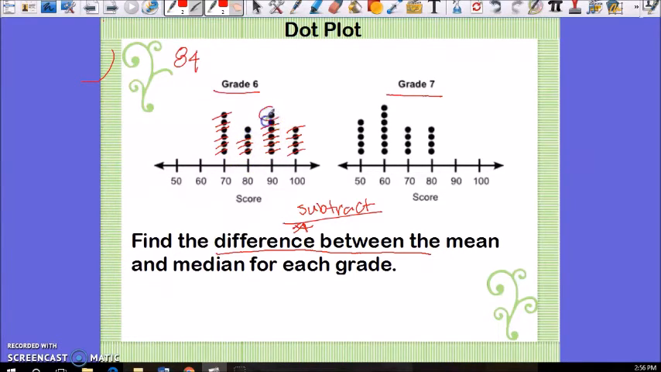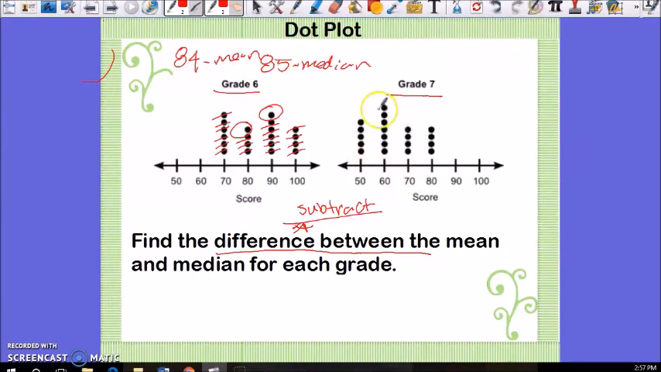All right, so we end up with 90 and 80. So 80 plus 90 is 170. And if you divide that by 2, that's 85. So this is our median, and this is our mean.